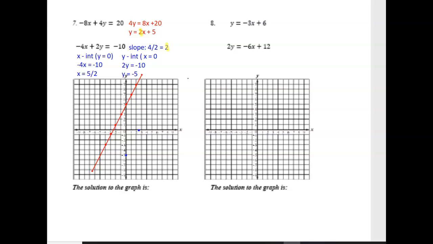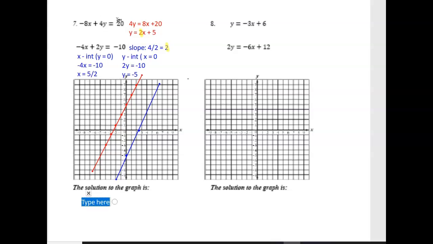So what that means is when I graph these lines, they should be parallel. That means they will never intersect. That means there is no solution. So again, no solution. And the reason for that is because the lines are parallel. And parallel lines are inconsistent, giving no solution.